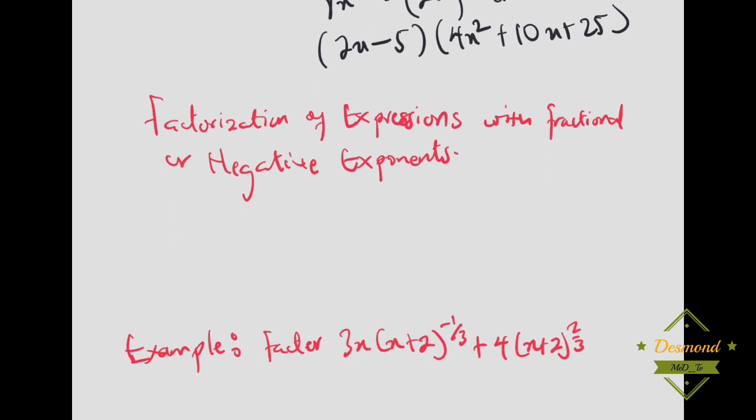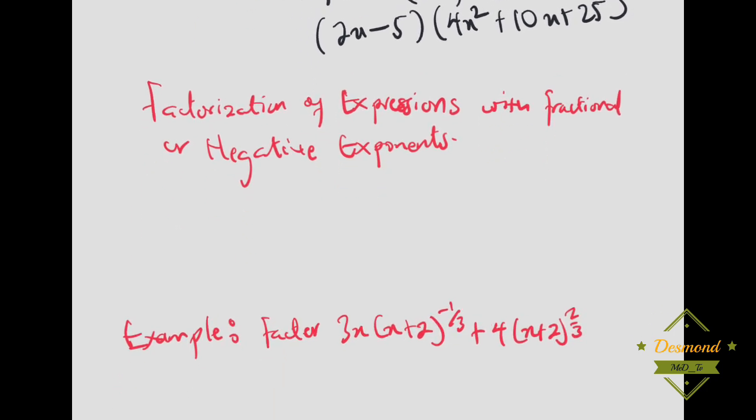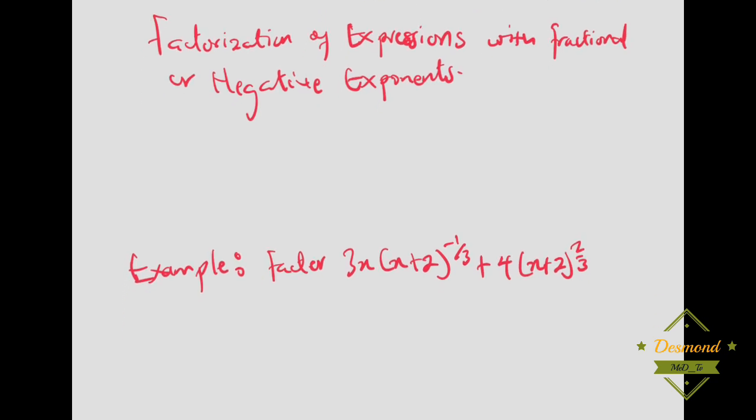Now, the last thing that we need to talk about is factorization of expressions with fractional or negative exponents. An expression with fractional or negative exponents can be factored by pulling out the greatest common factor, the GCF. Look for the variable or the exponent that is common to each term of the expression and pull out that variable raised to the lowest power, right? These expressions follow the same factoring rules as those with integer exponents.